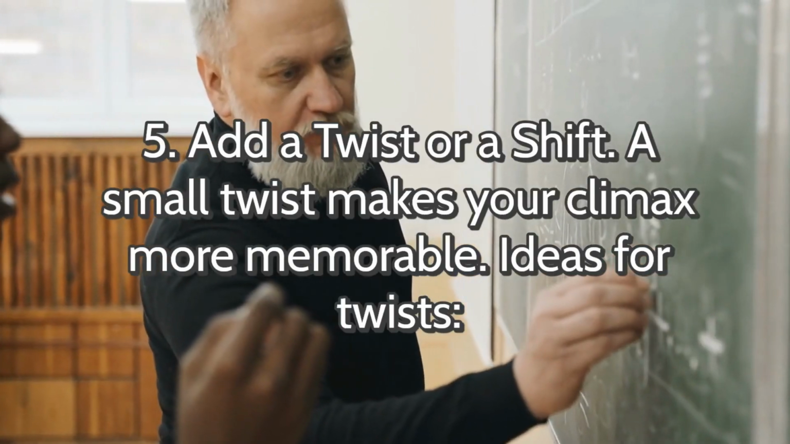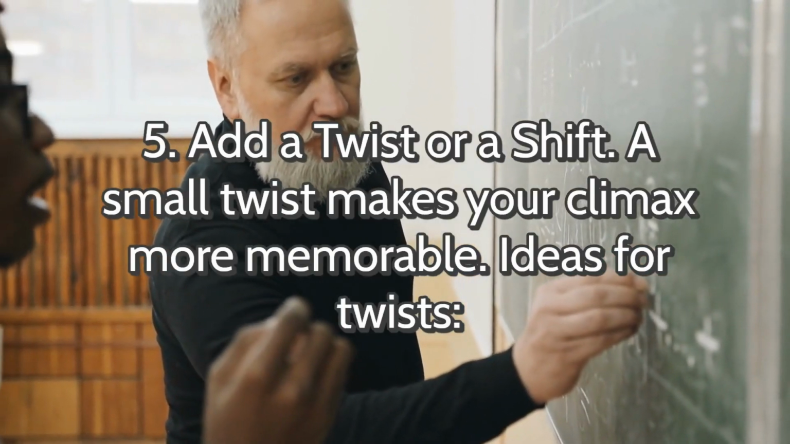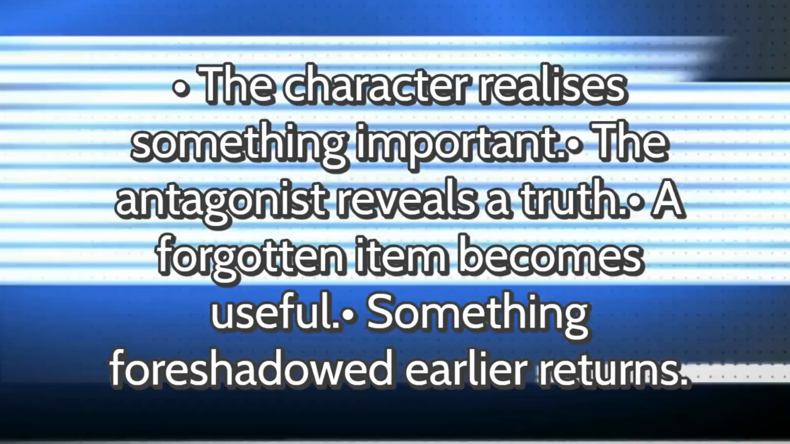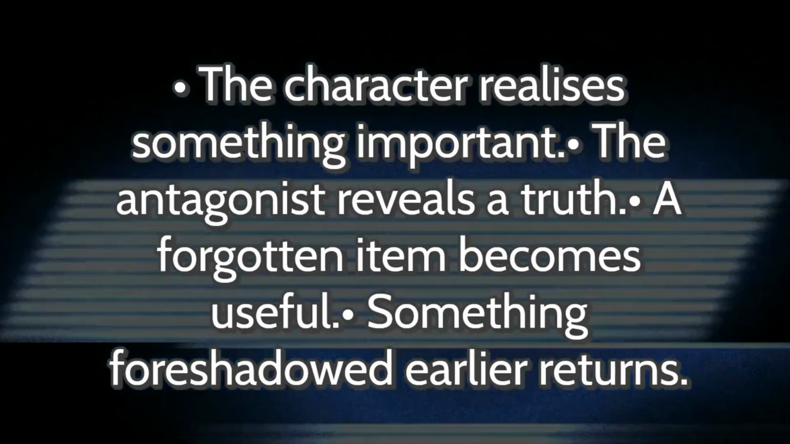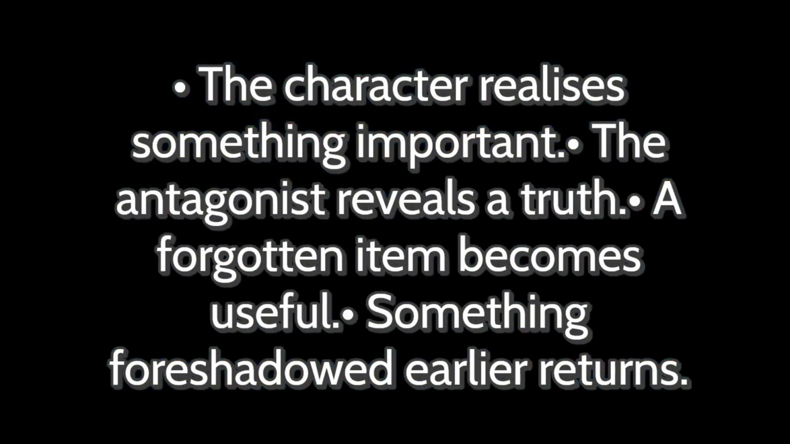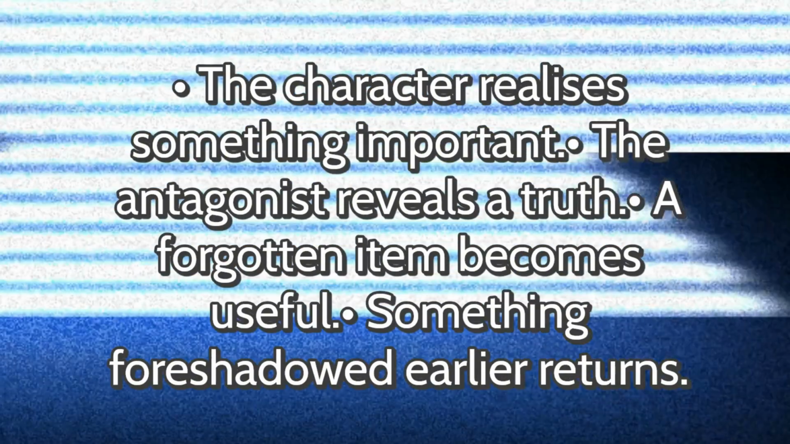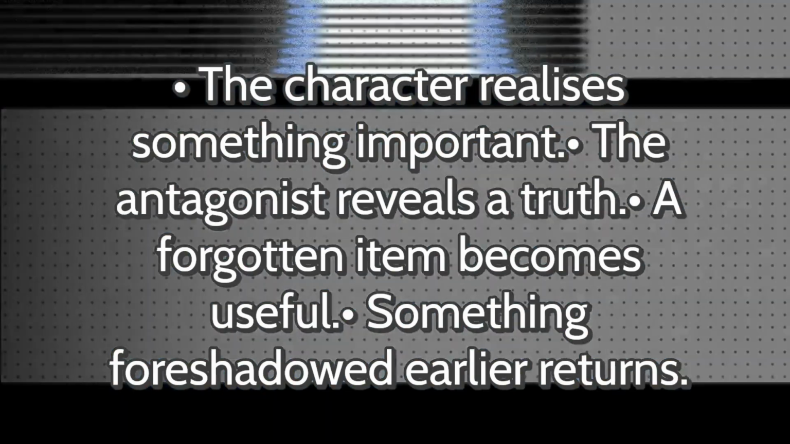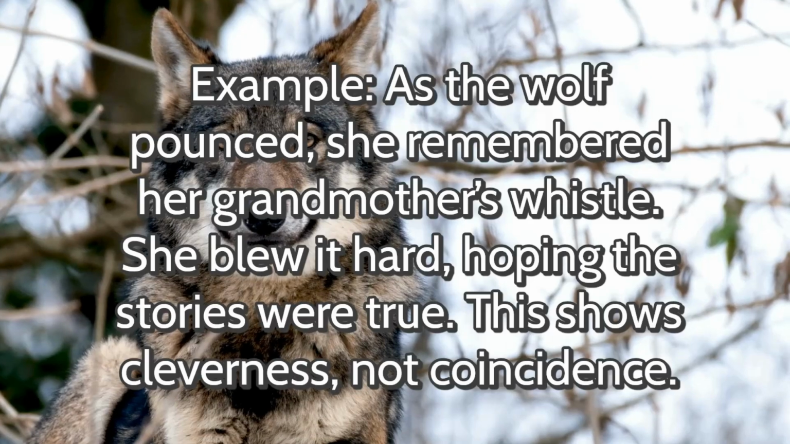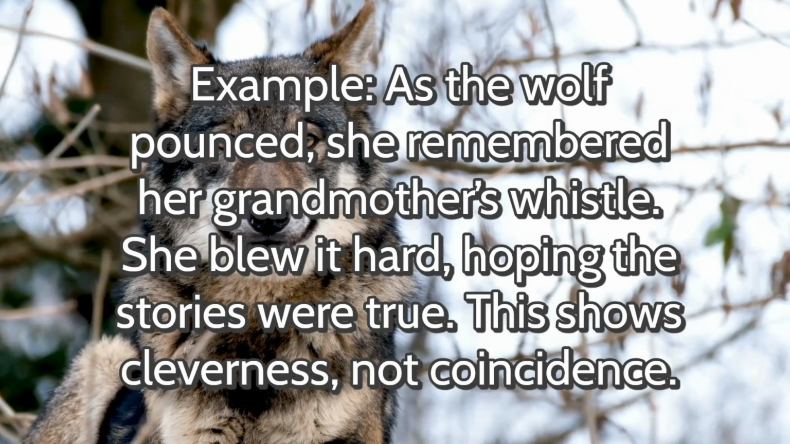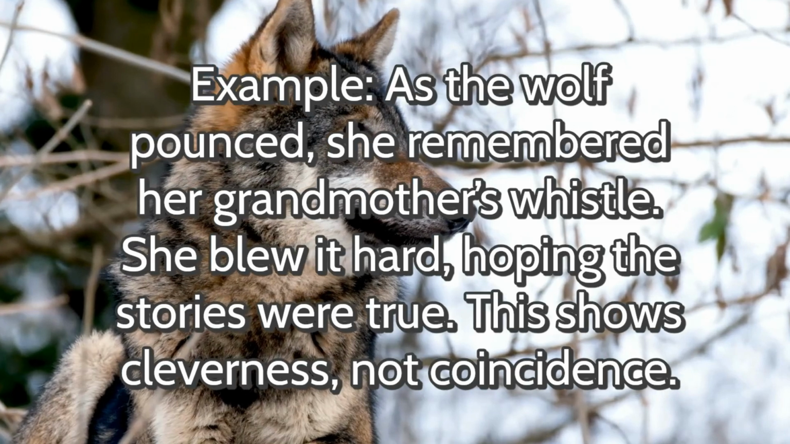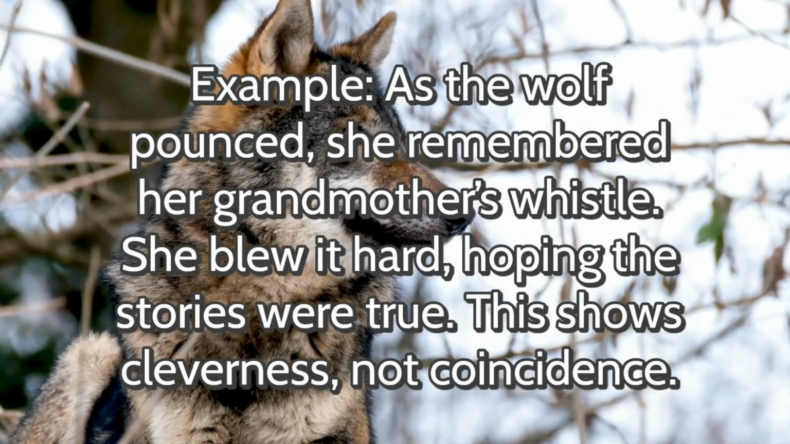5. Add a twist or a shift. A small twist makes your climax more memorable. Ideas for twists: the character realizes something important. The antagonist reveals a truth. A forgotten item becomes useful. Something foreshadowed earlier returns. Example: as the wolf pounced, she remembered her grandmother's whistle. She blew it hard, hoping the stories were true. This shows cleverness, not coincidence.